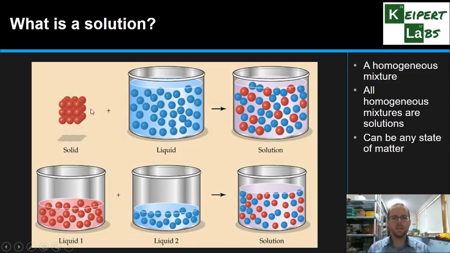So we've got one substance whose particles are separated and dissolved in the other. But this can be any state of matter. So for example, we've got a solid that dissolves or combines with a liquid to make a solution. We also have two liquids that combine to make a solution. You can get a liquid in a gas, or a gas in a liquid, which is a solution. You can get gases and solids and all of these things as well. So we can start to get more specific and break down some of those terms.